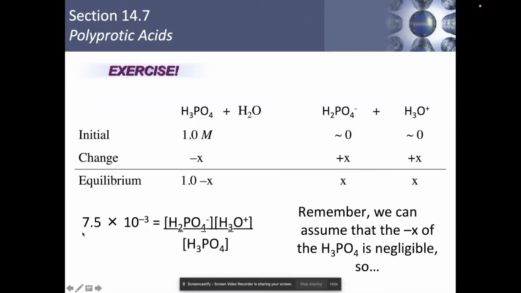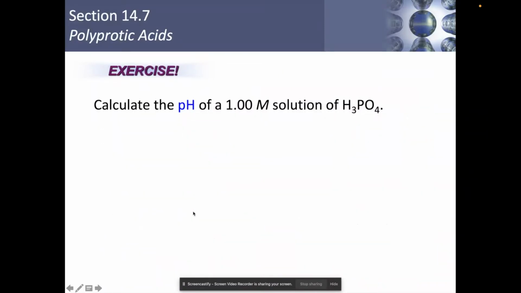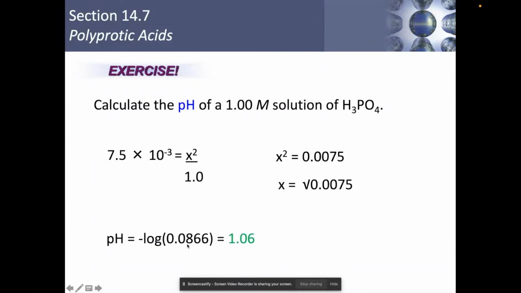Now, this is very, very close to 1 times 10 to the negative 3 here. So I'm actually going to say, yes, we can use it. So we're just going to do our Ka equals x squared divided by the initial concentration of 1. I multiply these two together, I get 0.0075. So I want to take the square root of that number. When I take the square root of that number, I get 0.0866. I do the negative log of that number, and I get 1.06.